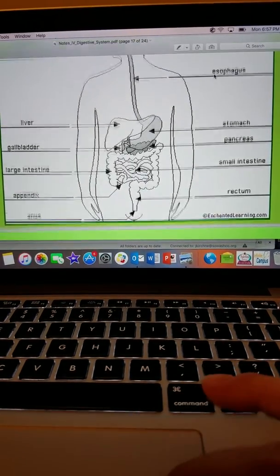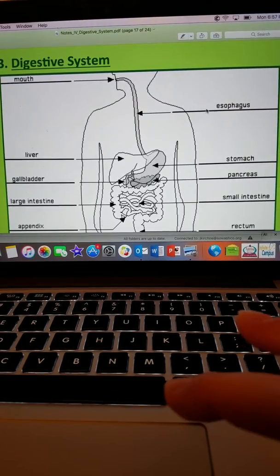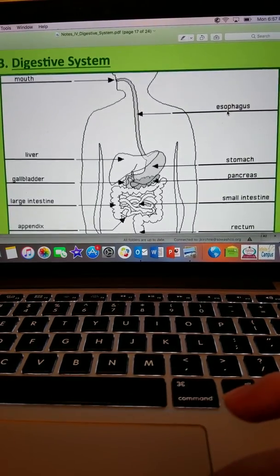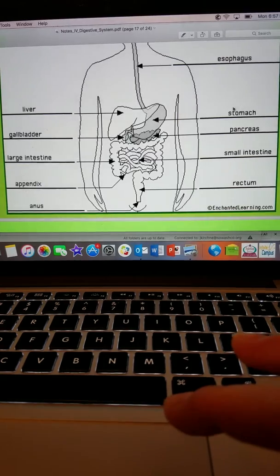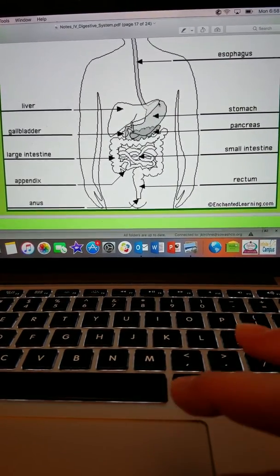So you have your mouth, still breaking it up smaller and smaller. Esophagus is the tube that just leads to the stomach. Stomach, breaking up smaller and smaller. I'm going to skip the helper organs for now. I'll come back to them.